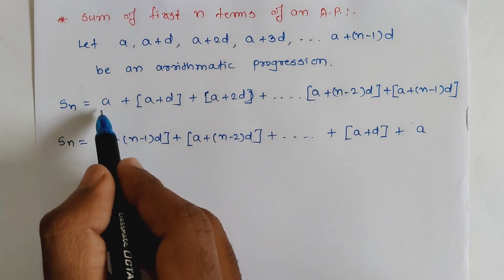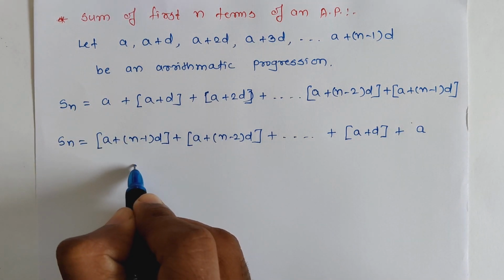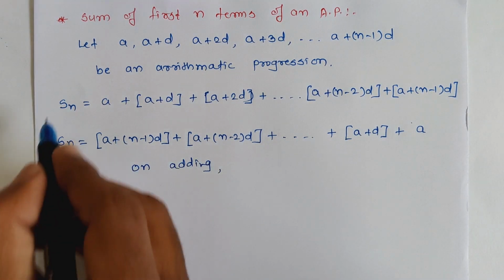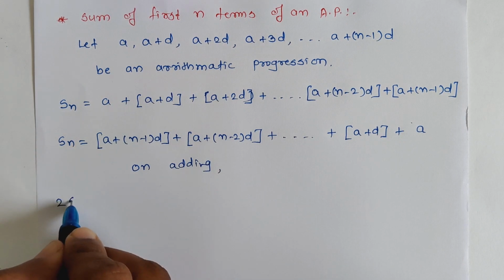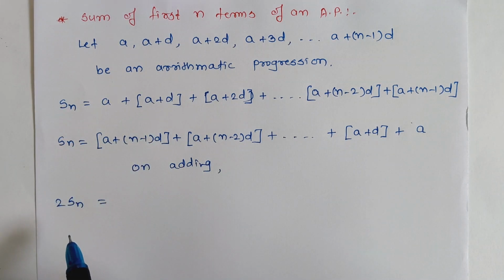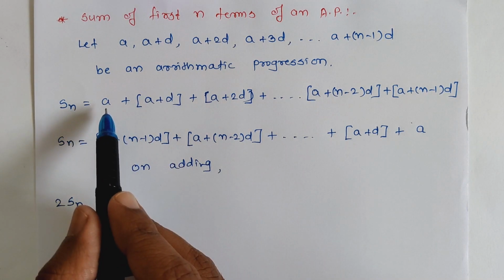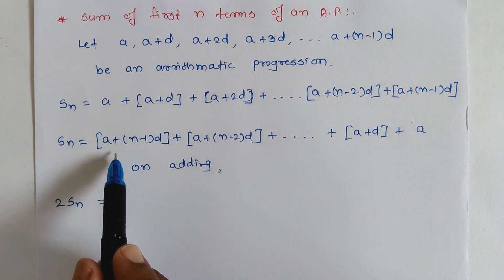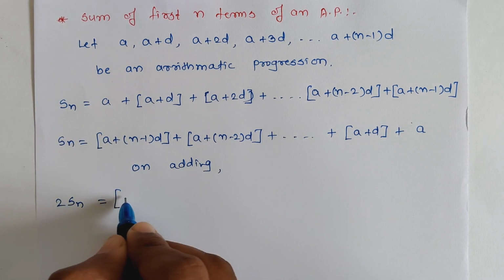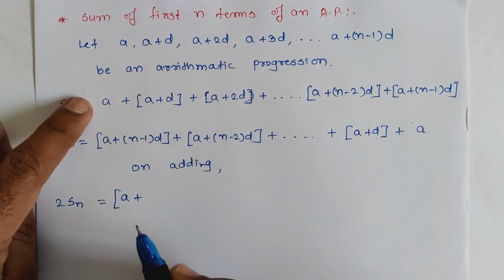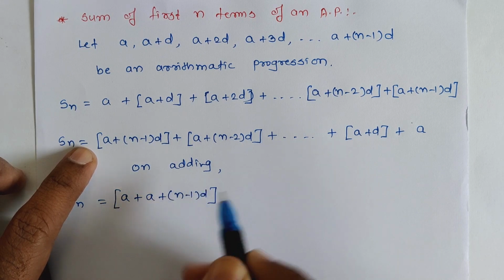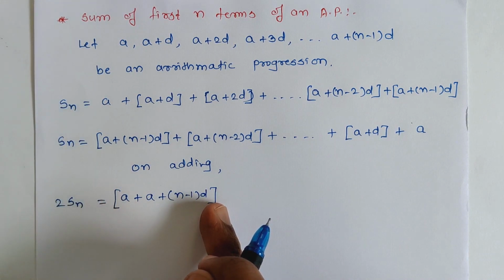Now if we add these two equations, on adding these two we'll get Sn plus Sn, that is 2Sn, that is we have added the left hand side to the left hand side. Now it's turn to add the right hand sides. The first term in the first equation is a, and the first term in the second equation is a plus n minus 1 into d. So we'll add these two. In rectangle bracket we'll have a, the first term here, plus a plus n minus 1 into d. So this is the addition of the first two terms in the two equations.